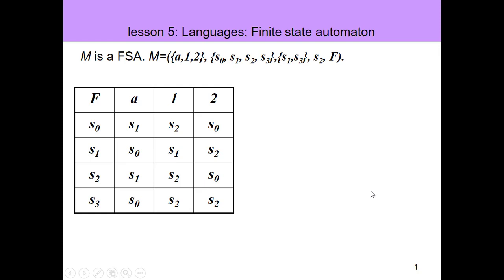Okay, welcome. Lesson 5, the languages part. We're going to start by looking at the finite state automaton as we did in the previous lesson. So if we have a finite state automaton called M, this M is defined by several elements. The first element here is the alphabet. So what kind of symbols can be entered into this finite state automaton?